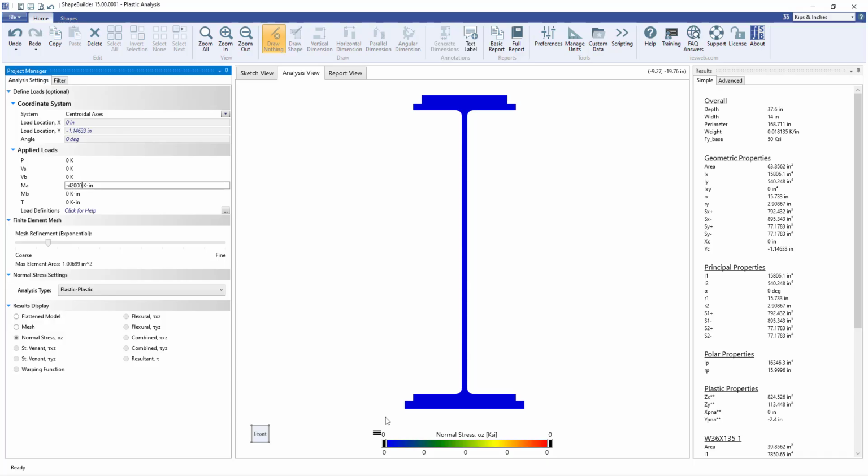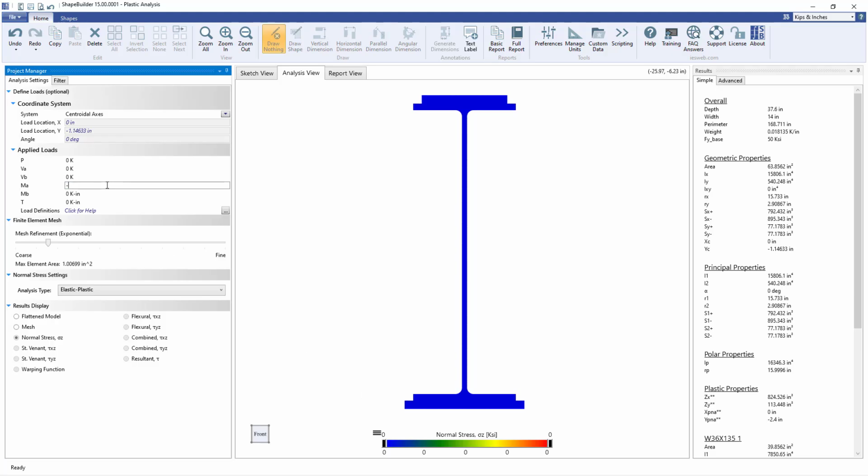In addition to uniaxial bending, as shown in this example so far, the elastic plastic analysis can be used to determine the normal stresses for biaxial bending, axial tension or compression, and combined axial and bending loading.